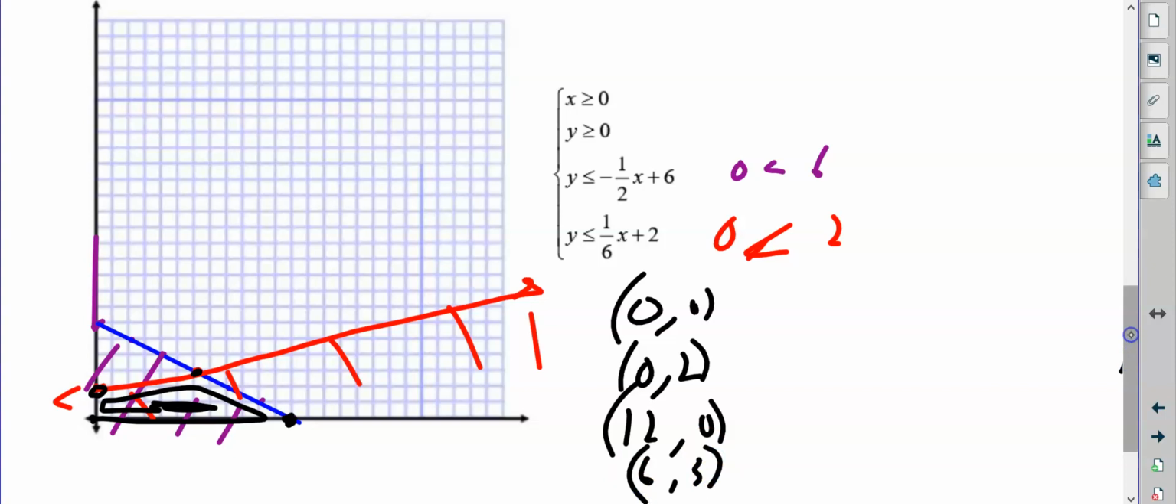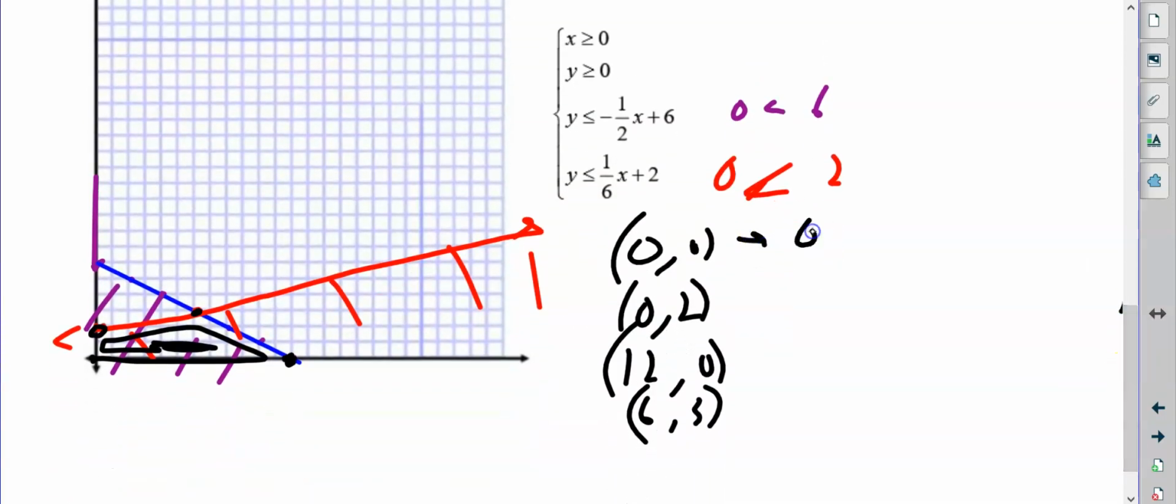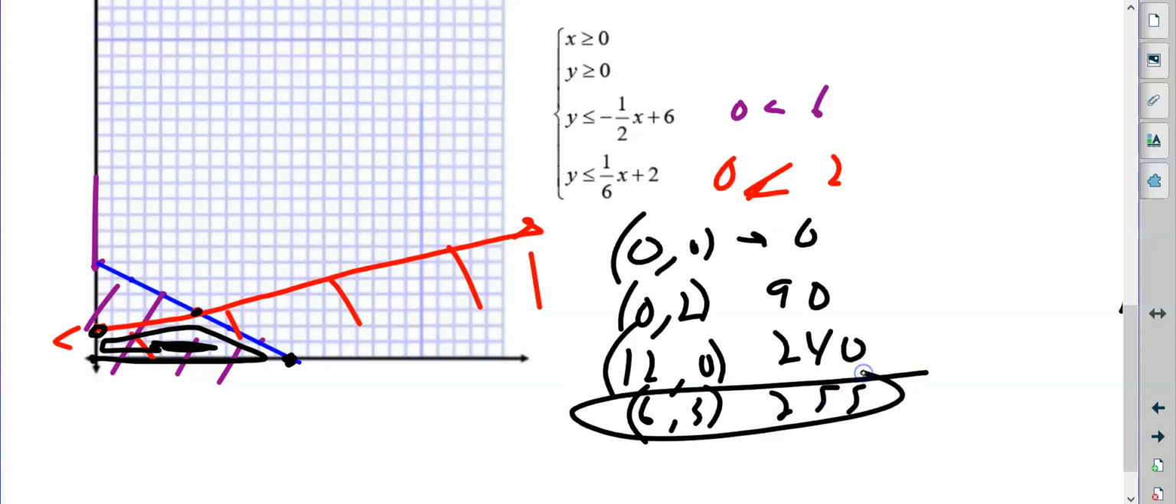Plug that into 20x plus 45y. Clearly we get 0 there. Here we get 90. 12 times 20 is 240. And 6 and 3 is 255. That's our winner. So 255 at 6, 3. We don't have any other information on it. So that's just how we leave it.